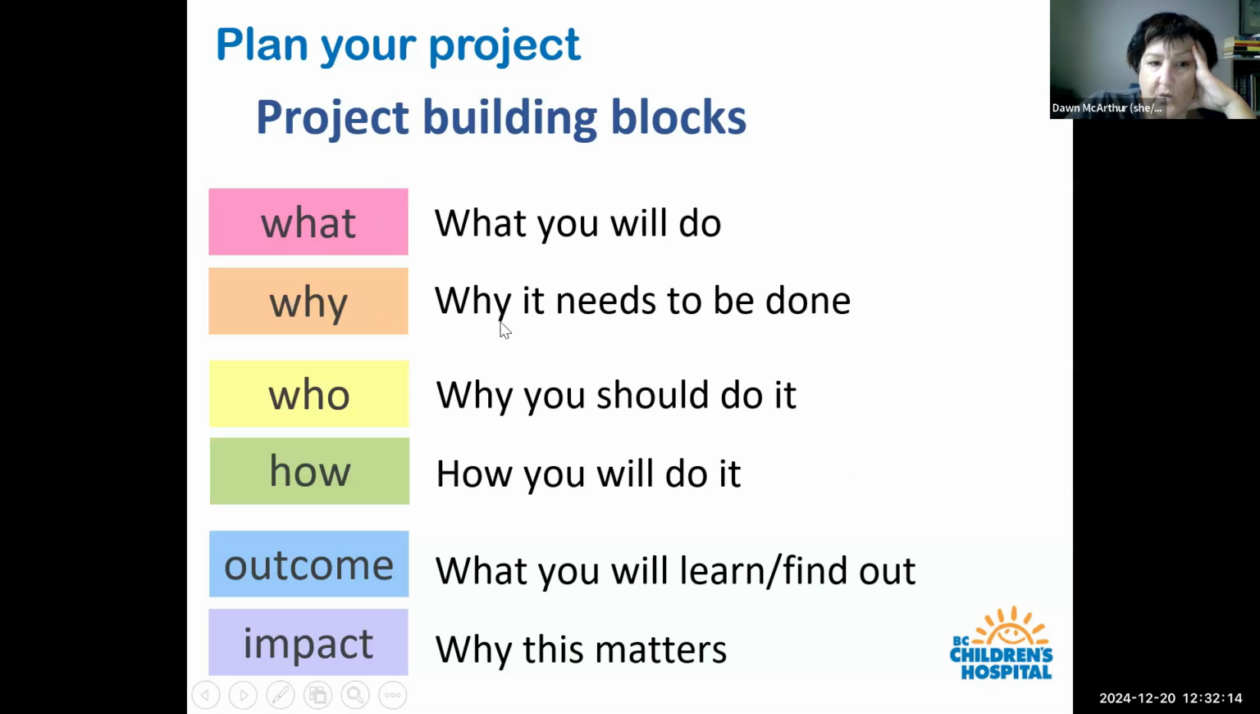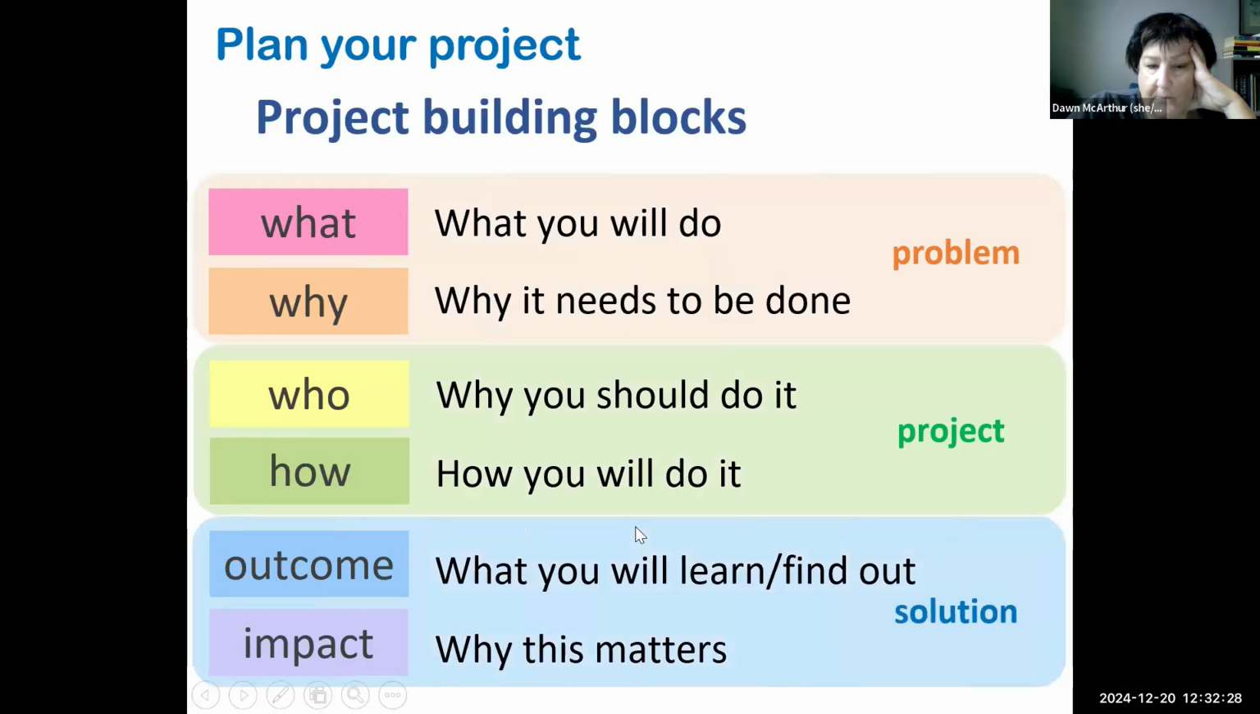What is what you're going to do. Why is why it needs to be done. Who is why you should do it, or your team should do it. How is how you're going to do it. Outcome is what you're going to find out, and impact is why it matters. And those map onto those same things: problem, project, solution. And this is the front end of your grant, the middle of your grant, the back end of your grant in most standard grants.